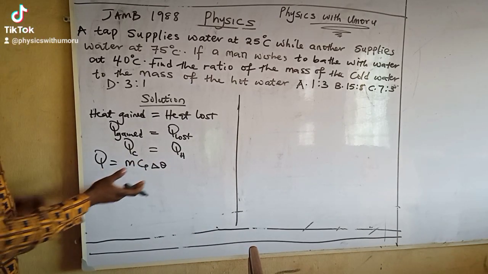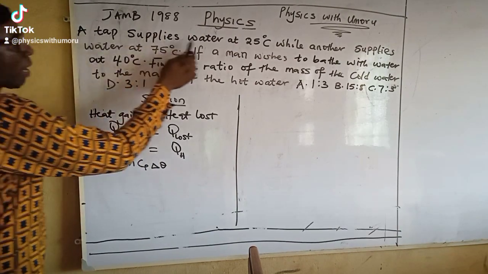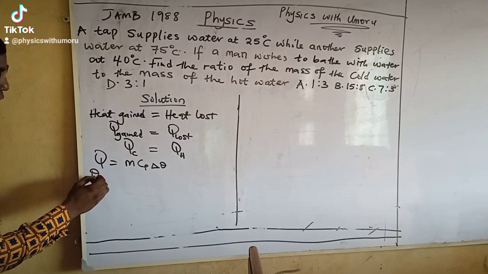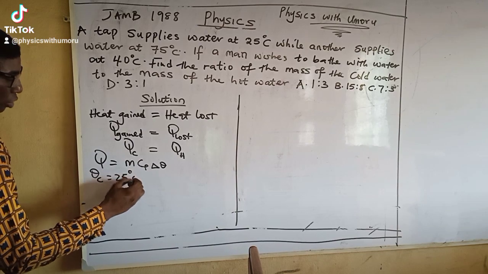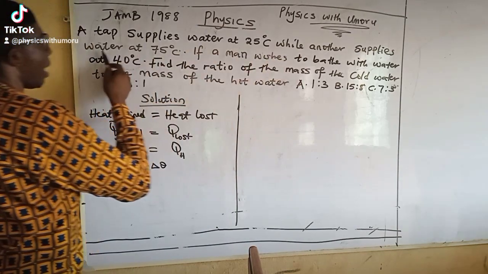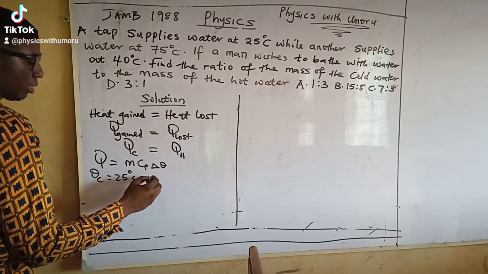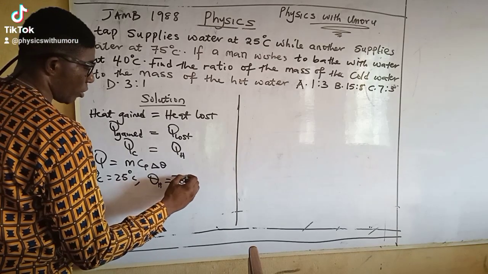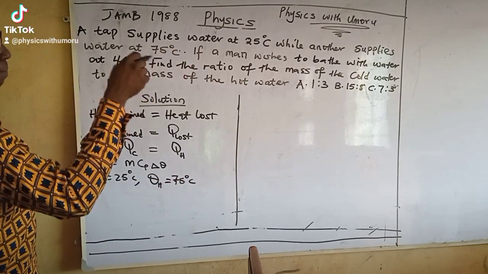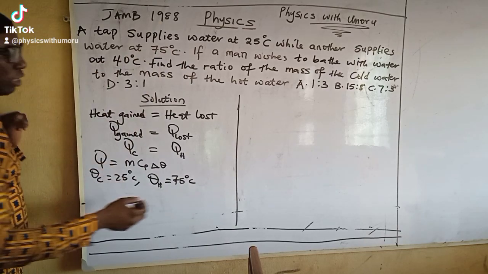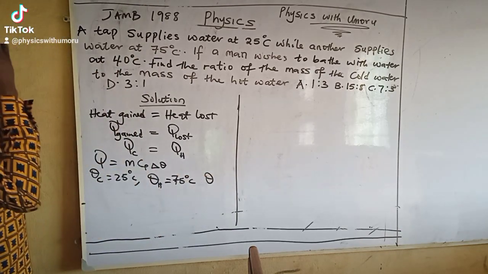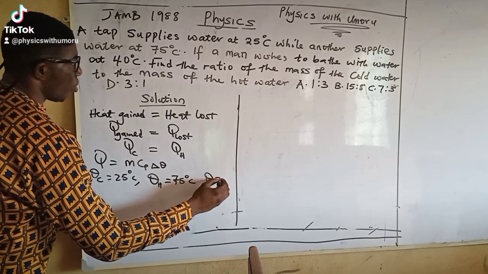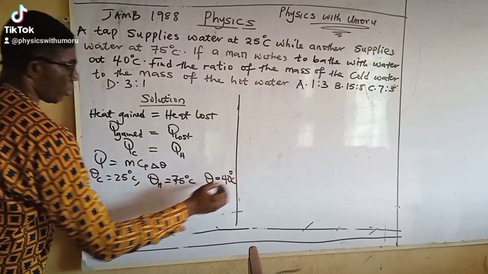Let us list out the parameters here. A tap supplies water at 25 degrees Celsius, so theta for cold is 25 degrees Celsius, while another supplies water at 75 degrees Celsius, which means theta for hot is 75 degrees Celsius. If a man wishes to bathe with water at 40, let this be the equilibrium temperature, or the temperature of the mixture, that is the warm temperature after mixing. Theta is equal to 40 degrees Celsius.